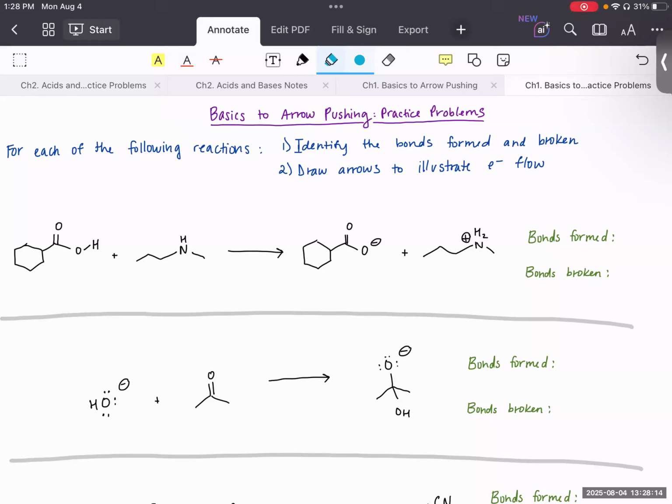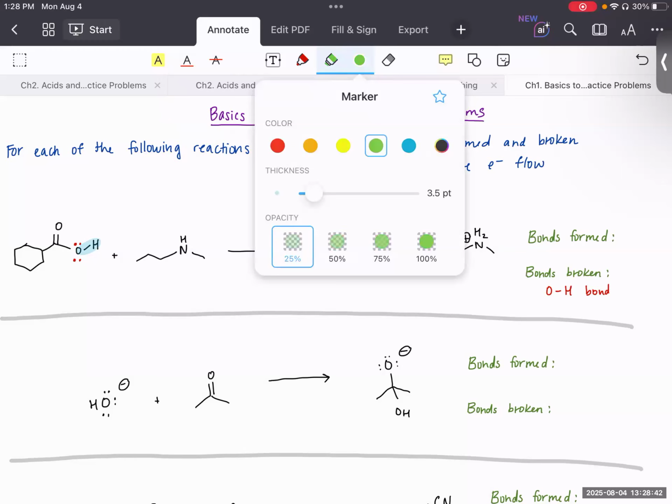So for this first one, we can see that we start off with this OH in the reactants, and that in the products, we have this oxygen by itself. And so we can draw in those lone pairs on the oxygen. So we have 2 in the starting material and 3 in the products. And so altogether, we can see that that oxygen-hydrogen bond was broken. And the electrons from that bond ended up on the oxygen since it now has 3 lone pairs.